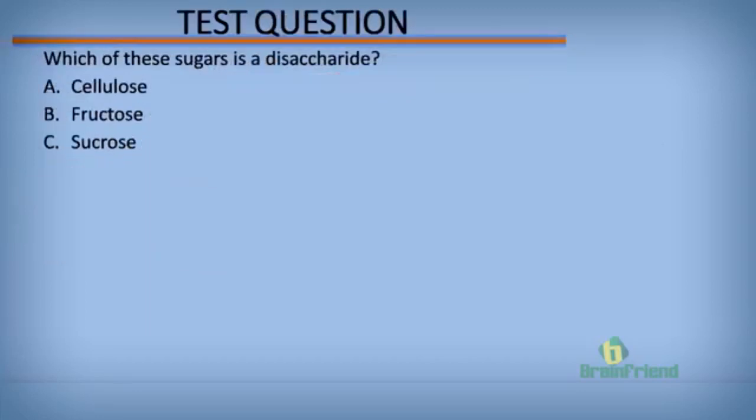Now, we'll take a quick test to help us remember what we have learned. Which of these sugars is a disaccharide? A, cellulose, B, fructose, C, sucrose. The answer to this question is C. Cellulose is a polysaccharide and fructose is a monosaccharide.